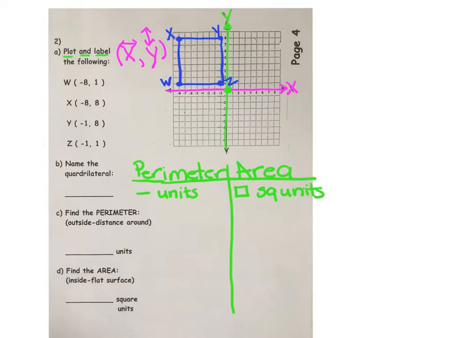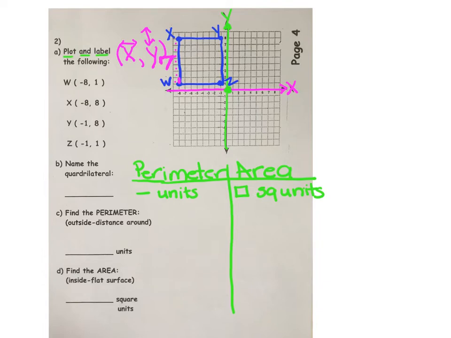Your quadrilateral should look like this. Quadrilateral W, X, Y, Z. Now let's figure out the length of the sides. Let's start at W and count the number of units up the side. 1, 2, 3, 4, 5, 6, 7. We know that this is 7 units long.